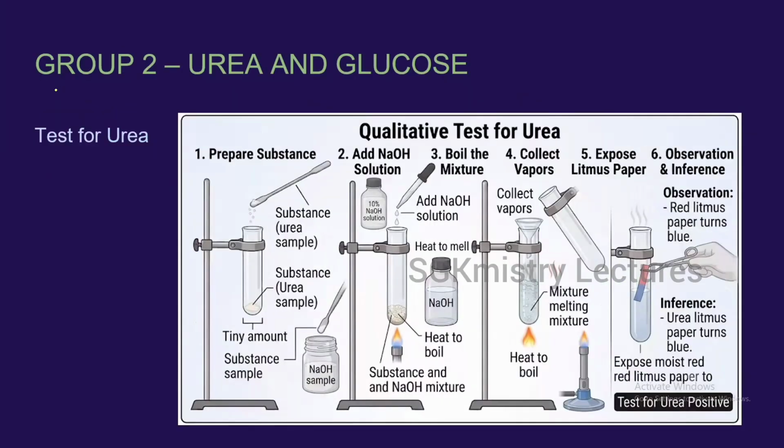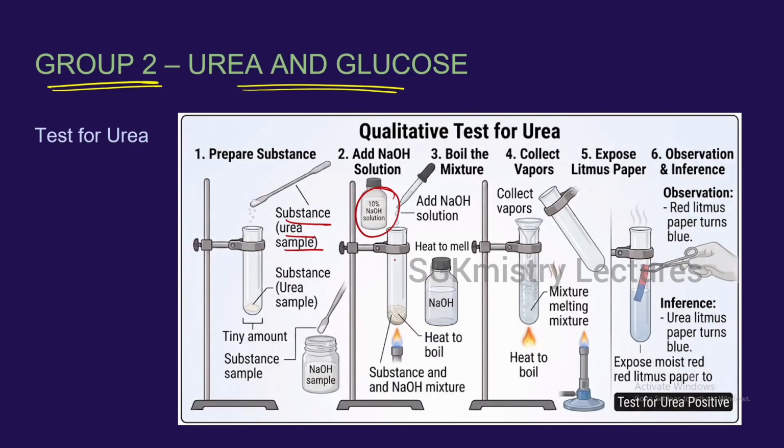Let us look into the group 2 analysis. That is, in group 2, we may have urea or glucose given as the compounds. So how to test for urea? The first test that we are going to perform is you're going to take the substance, that is the urea sample, in the test tube. To this, you're going to add 10% NaOH solution and boil it.